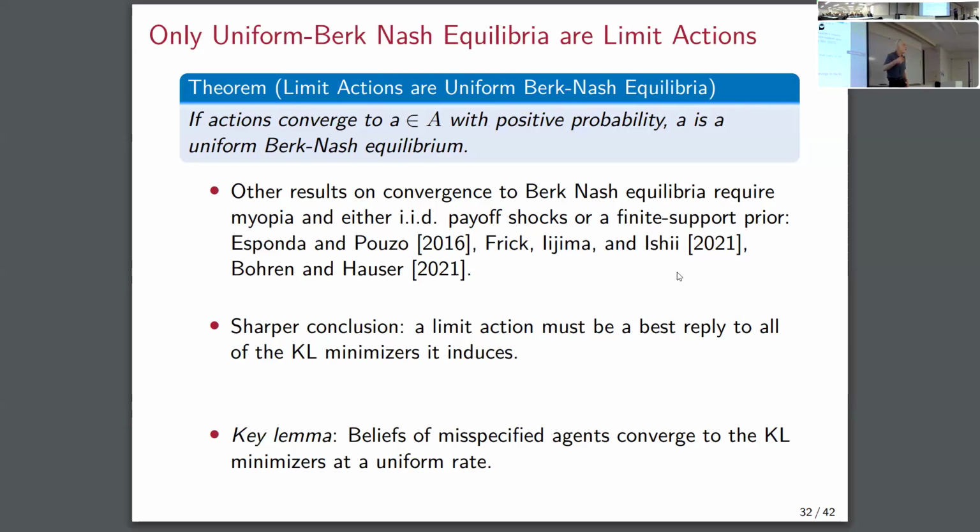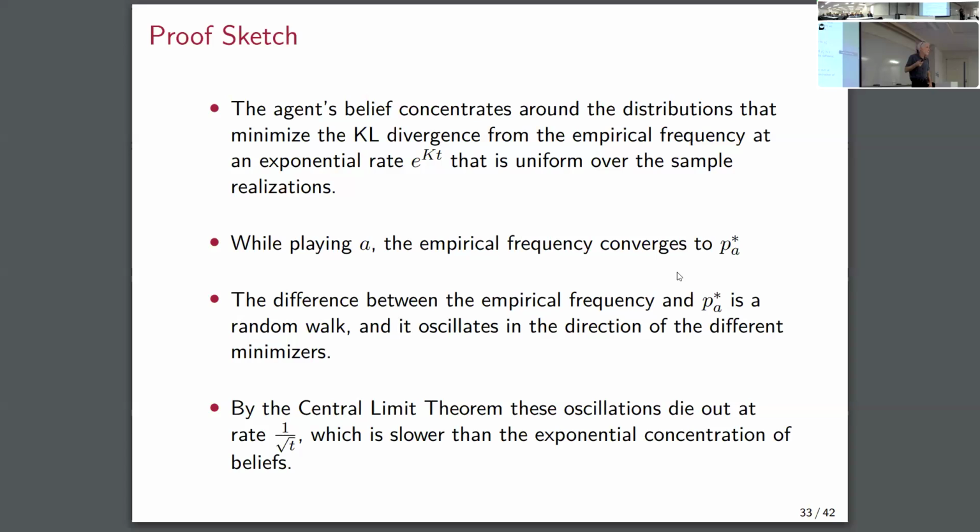So I'm not going to do a proof, but let me give you a proof sketch to highlight the key steps. Agents' beliefs concentrate around distributions that minimize KL divergence at an exponential rate, uniformly over sample realizations. And it's to get this uniform rate that we need that sub-exponential decay condition. If we didn't have that condition on the prior, we wouldn't be guaranteed how quickly the beliefs converge. They can converge really slowly.